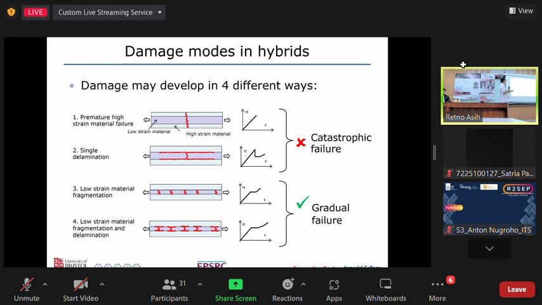For example, if the low strain material is thicker than the high strain material, you have this catastrophic failure, or you will have this load drop followed by catastrophic delamination. But here, these two cases are more preferable. Fragmentation, so you will have this elastic and plastic behavior, or fragmentation followed by dispersed delamination. You will have a more extended plastic region. So this type of gradual failure is much more favorable.